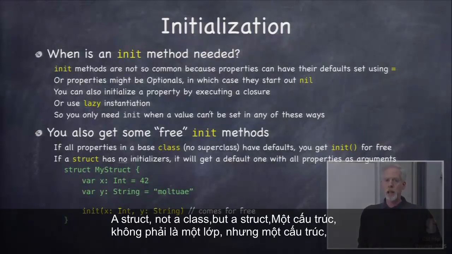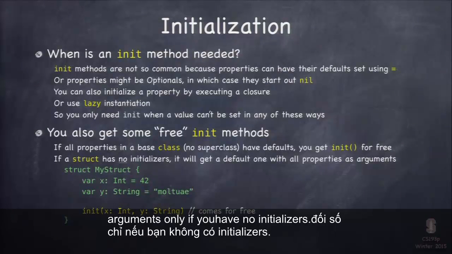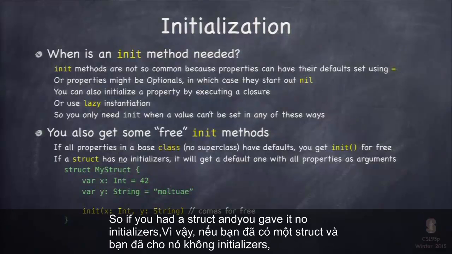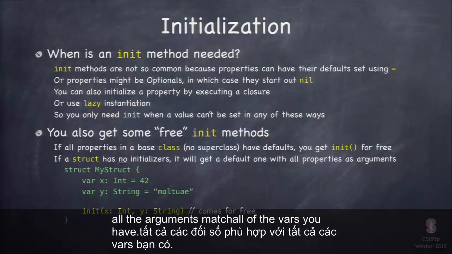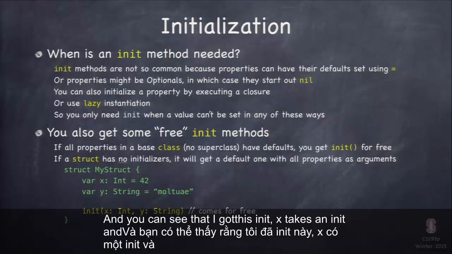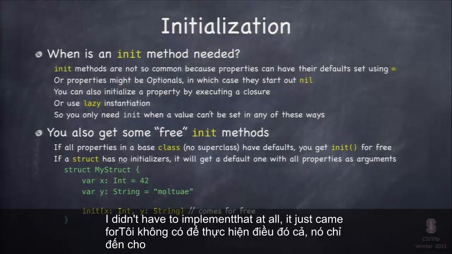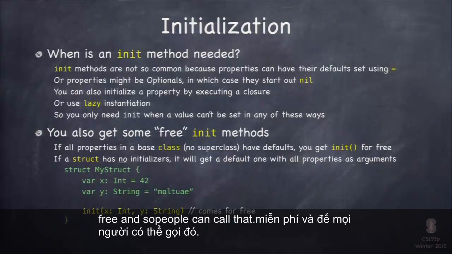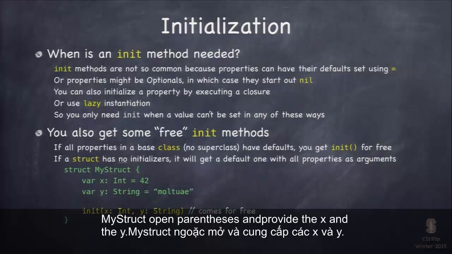A struct, not a class, but a struct, will get a default init that has all the properties as arguments, only if you have no initializers. So if you had a struct and you gave it no initializers, you would get one for free, which would be init, where all the arguments match all of the vars and lets you have. Like here I've got a struct. It has two properties, x and y, and you can see that I got this init, x takes an Int and y a String, for free. I didn't have to implement that at all. It just came for free. And so people can call that. They can initialize my struct by saying MyStruct, open parentheses, and provide the x and the y.